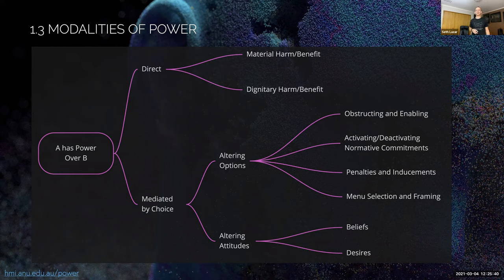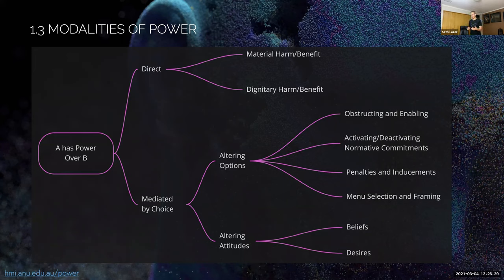So let's start with the direct effects that A can have on B. Here I've drawn a distinction between material and dignitary harms and benefits. The basic idea is that if A could kill B, if A could cause B to lose their job, if A could cause B to get a promotion, these are direct harms and benefits. I wanted to pull apart the material and the dignitary elements. It's a fine line to draw, but sometimes the harm to you consists in your life going worse: you lose your job, or you have to pay more for a credit card than you otherwise would, or you're physically injured. These are material harms and benefits. Sometimes though, the harm is more dignitary. It's more about being shown disrespect.